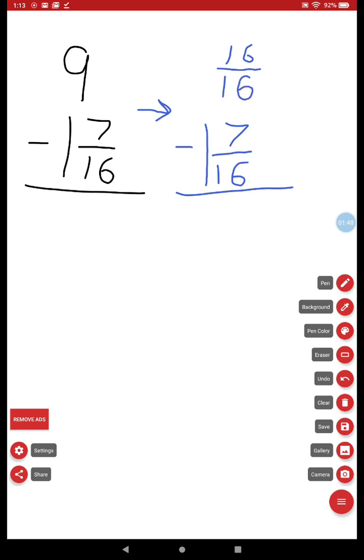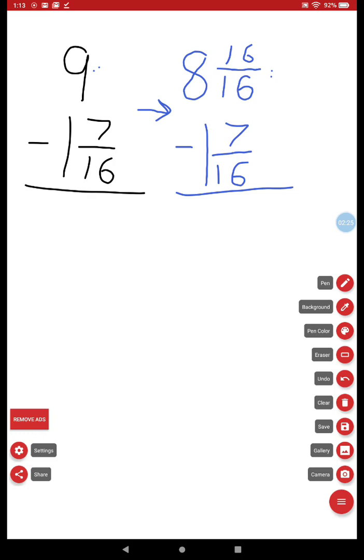Now, 16/16 equals 1 whole. And I borrowed that 1 from this 9. So if I'm taking 1 away from the 9, what's 9 take away 1? Well, that's 8. So I rewrite the problem to say 8 and 16/16. That means the same thing as 9. Now that I have a like denominator, I've already regrouped. That's what this is called when I'm writing 16/16. Now I can go ahead and subtract.